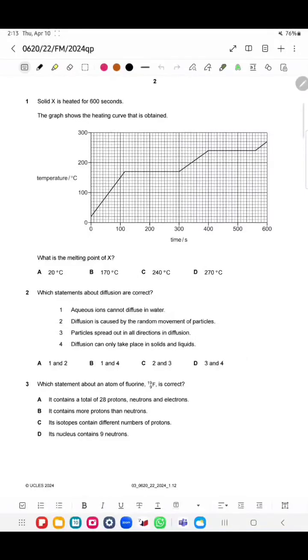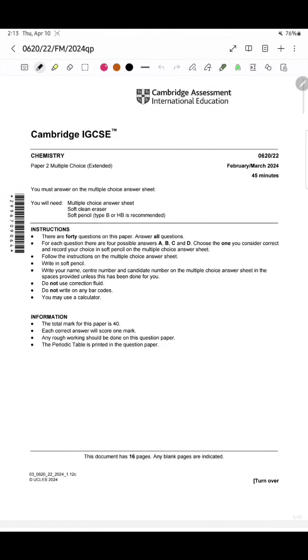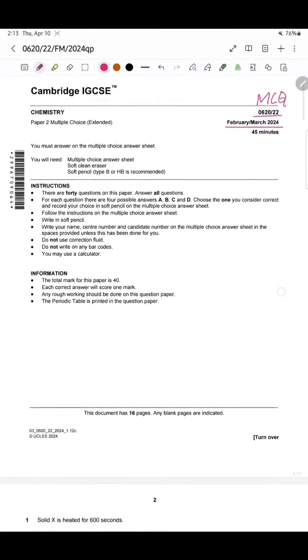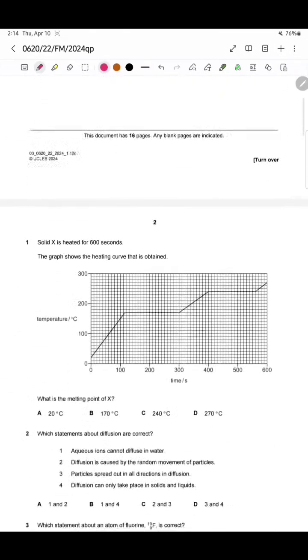Okay, so in this class we are going to solve the past paper, that is 0620/22, the MCQ paper, and this is the Feb/March series 2024. The MCQ paper is of 45 minutes and the total marks for the MCQ paper is 40.